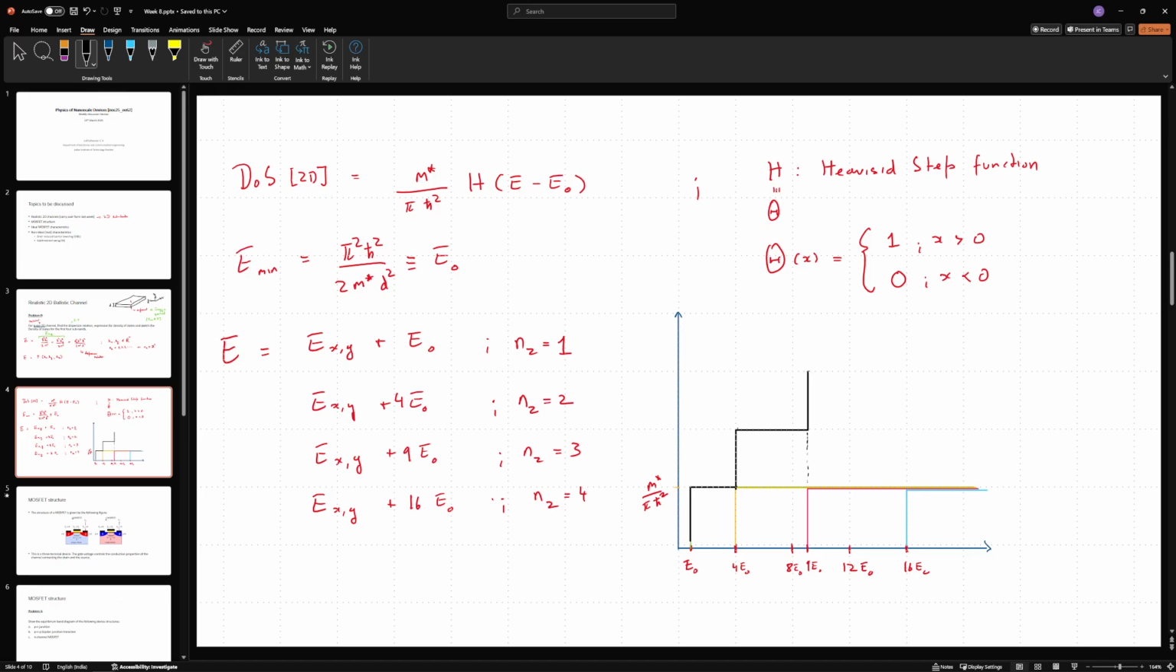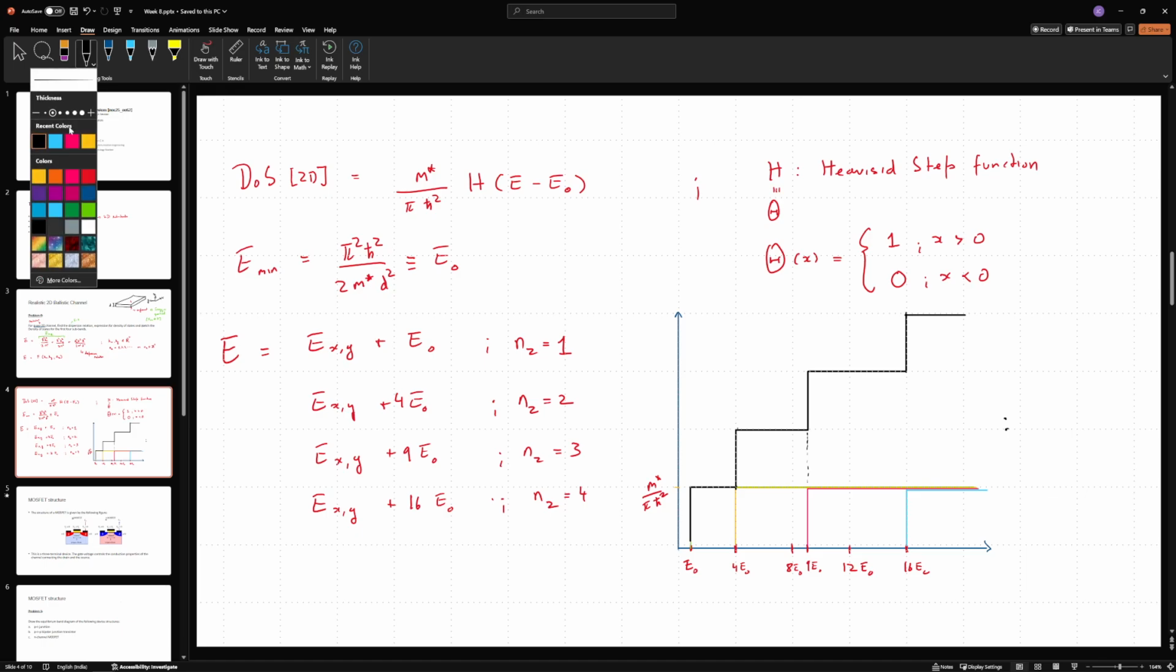Yes. And then it's going to stay flat all the way till here. And after that, it's going to shoot up one final time and continue like this until 25 E naught, where it will take another step. So this is how the density of states is going to look like, and the expression corresponding to this.